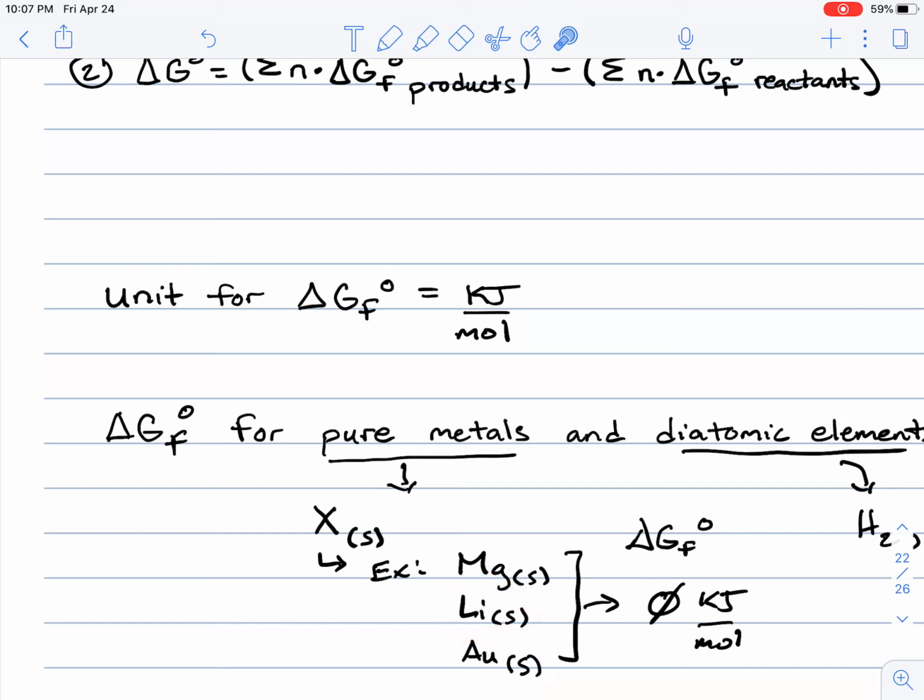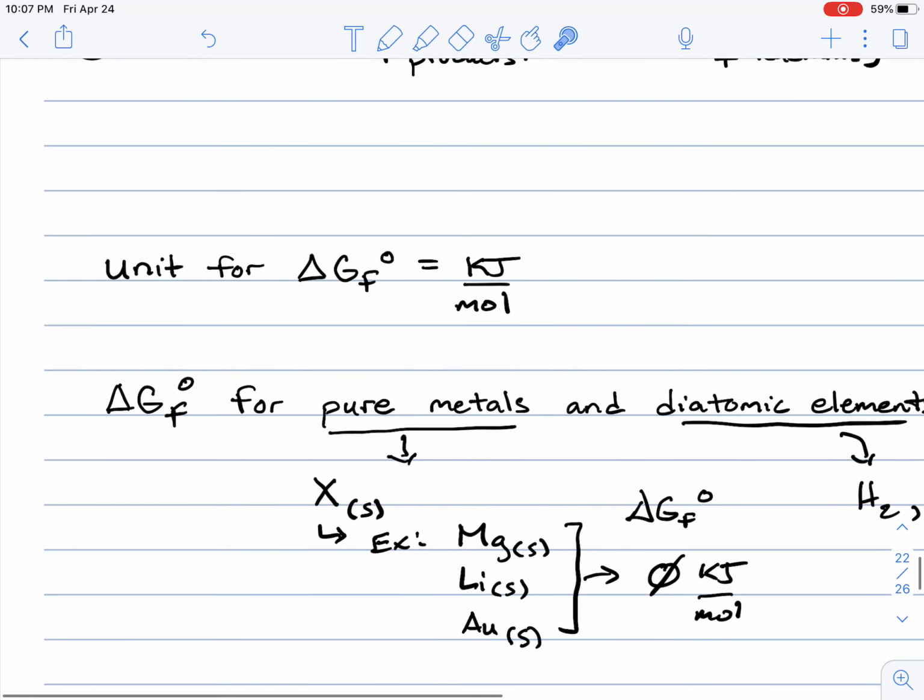The change in Gibbs free energy of formation under standard conditions is equal to 0 kilojoules per mole. And so the idea is, how much free energy will be released or consumed for the formation of these pure elemental substances? And the answer to that is 0, because they already naturally exist.